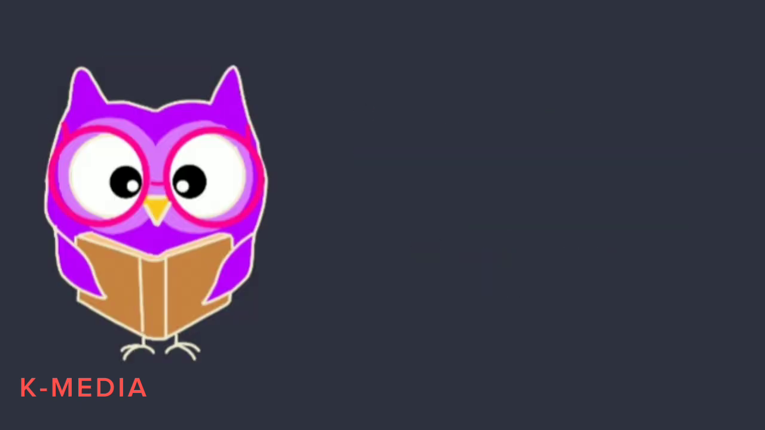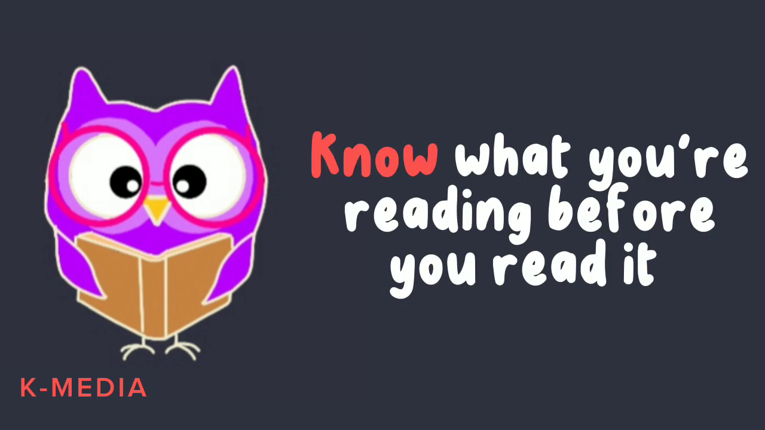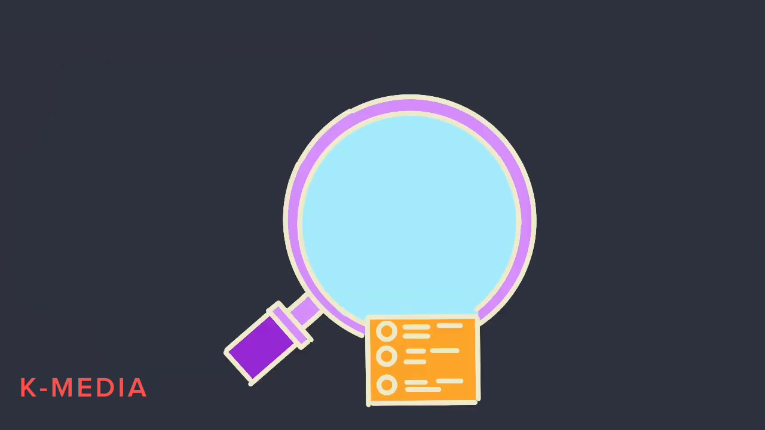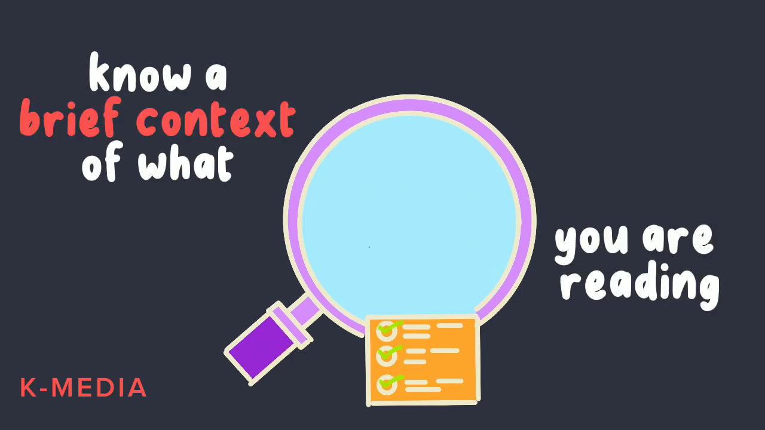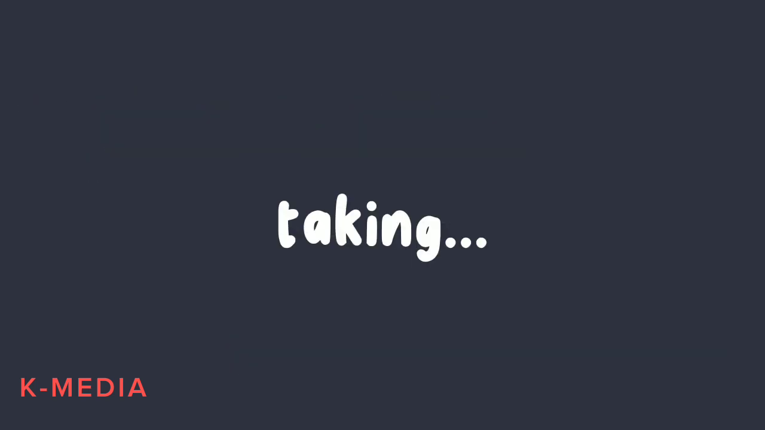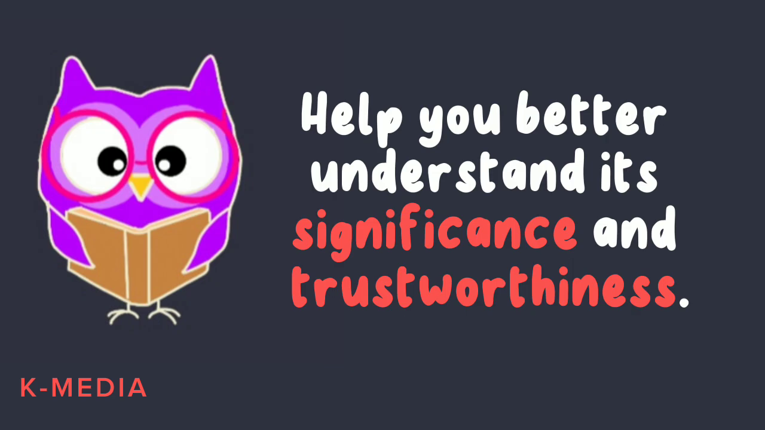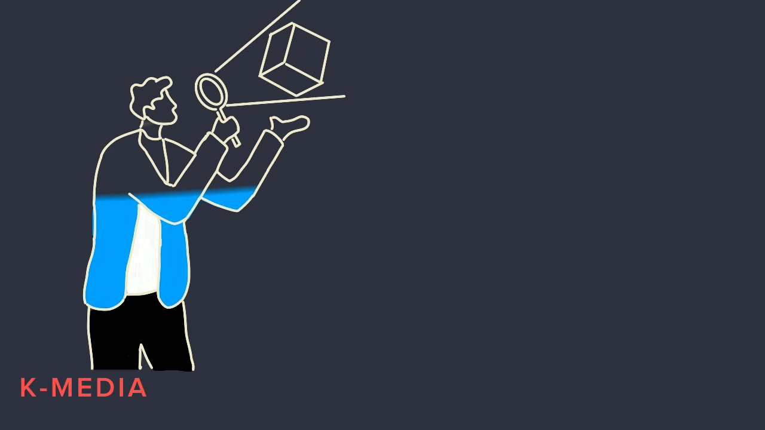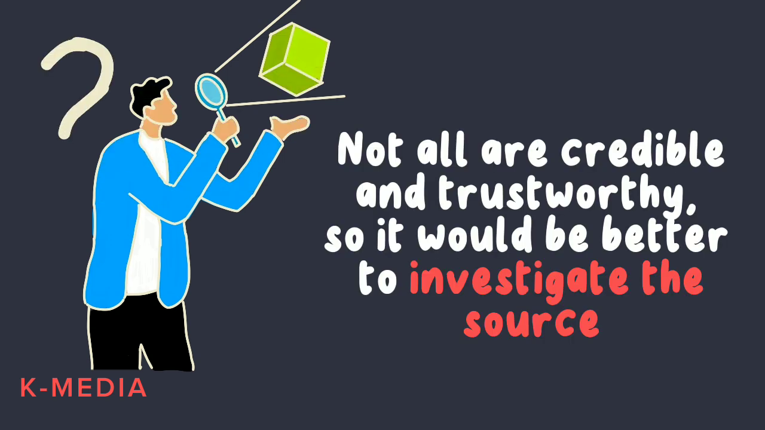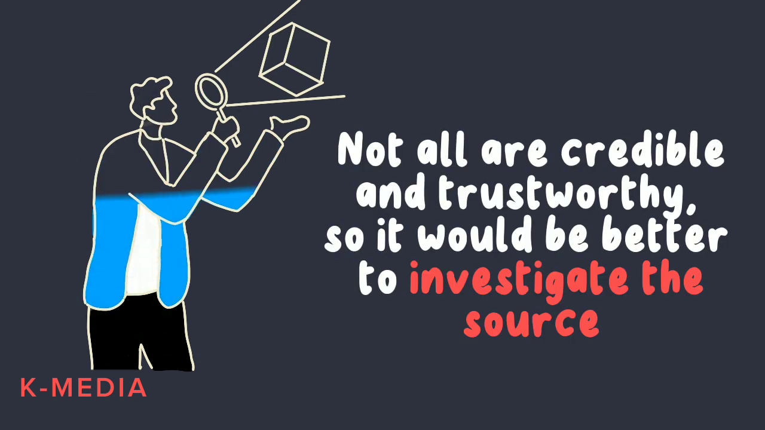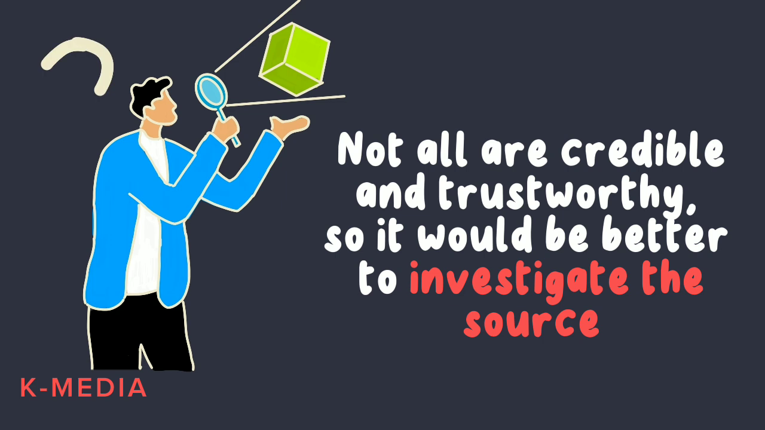For second step, investigate the source. The idea here is that you want to know what you're reading before you read it. It means that you should at least know a brief context of what you are currently reading. Taking 60 seconds to figure out where the media is from before reading helps you better understand its significance and trustworthiness. Remember, not all sources are credible and trustworthy, so it would be better to investigate the source.